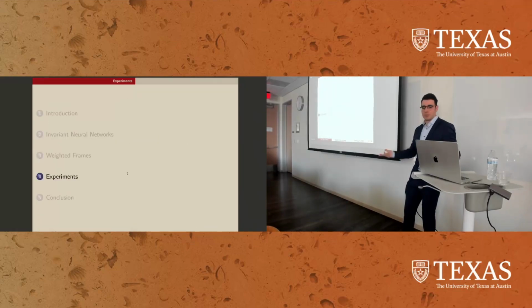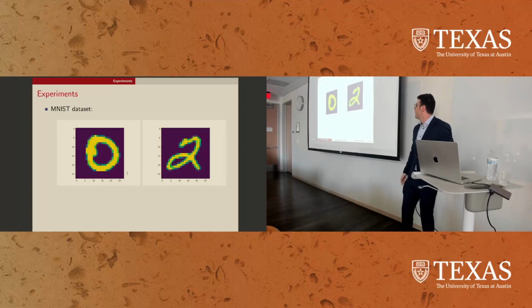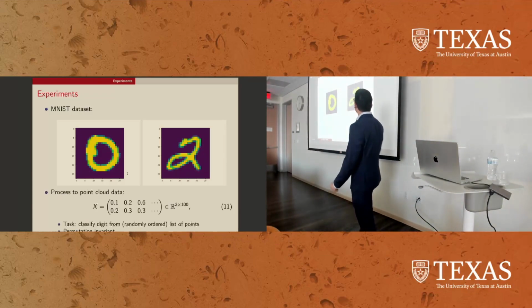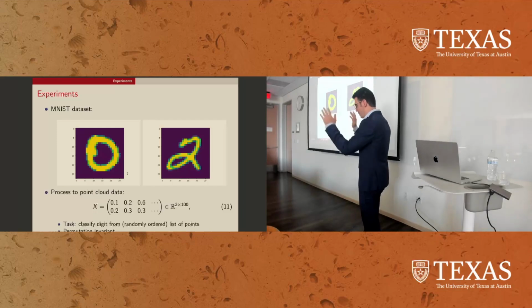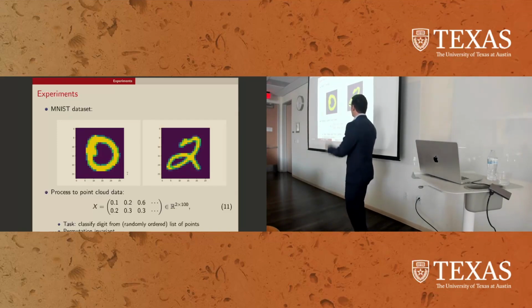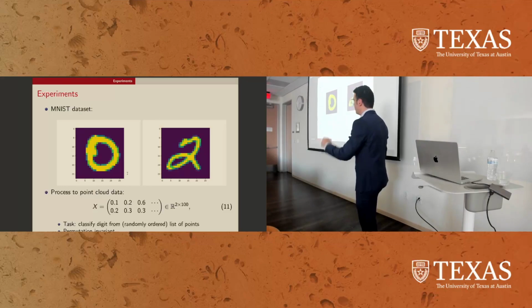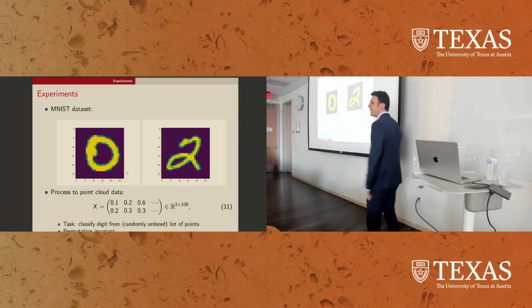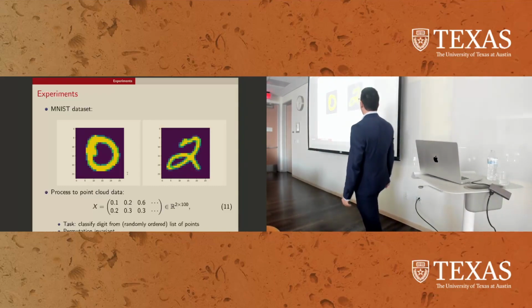Finally, let me show a simple experiment to demonstrate why continuity will be important. Let's start with the MNIST data set. Of course, a kind of trivial problem at this point, but I'm going to make it harder for the network. Instead of feeding it this array of pixel values, I'm going to turn this image into a list of 100 points in 2D, where I'm basically sampling from where there's ink in the image, and then randomly permute those.